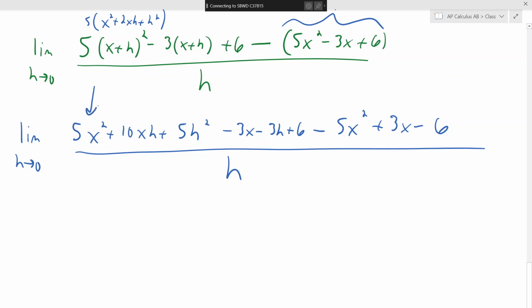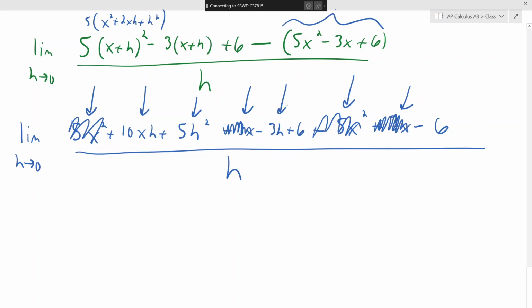Y'all see there's a 5x squared here minus a 5x squared. I'm telling you, these things have to cancel. If they're not canceling, you missed a parenthesis or something like that, okay? That's all. Go back, check. 5x squareds cancel. 10xh isn't going to cancel out. It's got an h. You can look. It's not going to happen. 5h squared. It has an h with it. That's not going to cancel. Minus 3x. Oh, there's plus 3x. They cancel out. Goodbye.